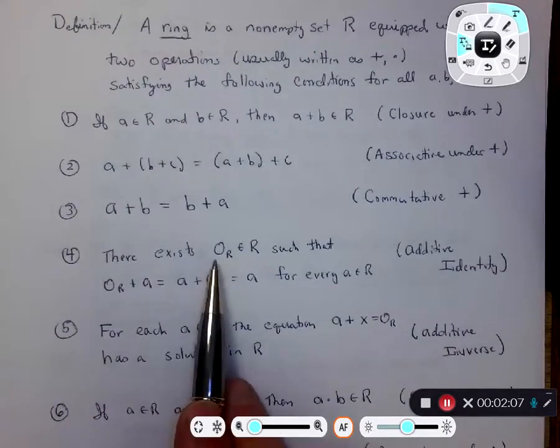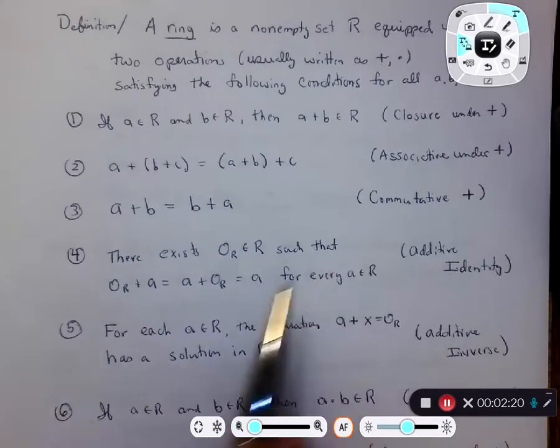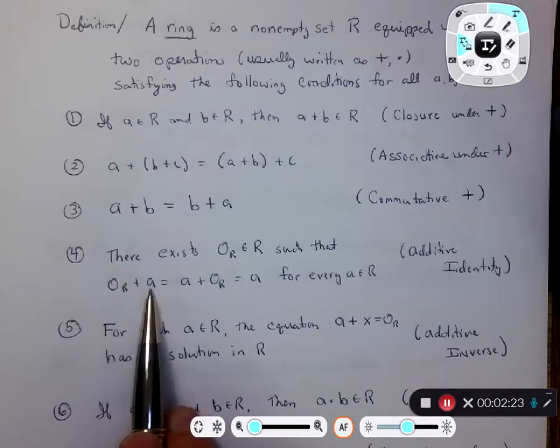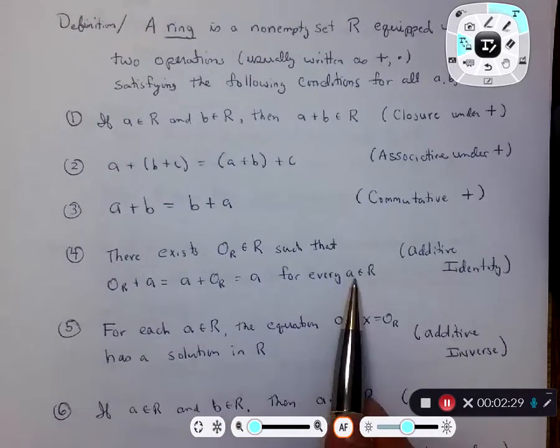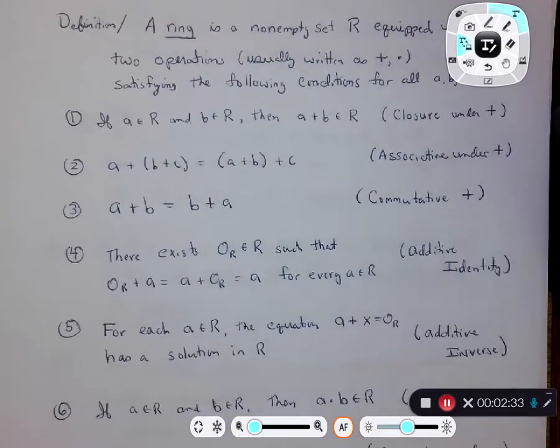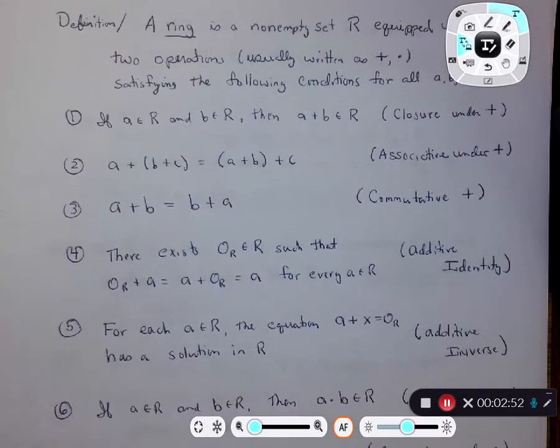Number four, there exists a zero element, and I put the zero with a little subscript R on there because you don't know what the elements actually look like. But there's a zero element relative to whatever ring we're talking about, R, the element of R such that 0_R plus a is the same thing as a plus 0_R, which equals a for every a in R. That is called the additive identity, the zero element. The zero element may look a little different. For example, in matrices, you have rows and columns of zeros. In complex numbers, it's 0 plus 0i. So I put the little notation on there, 0 with a subscript R.